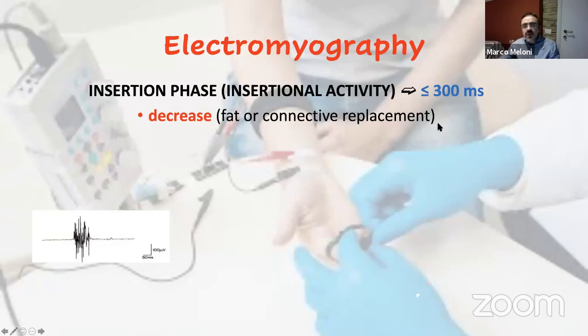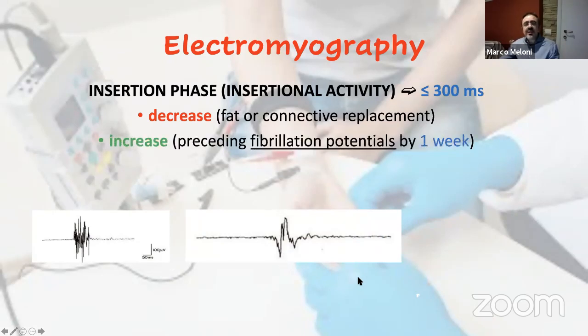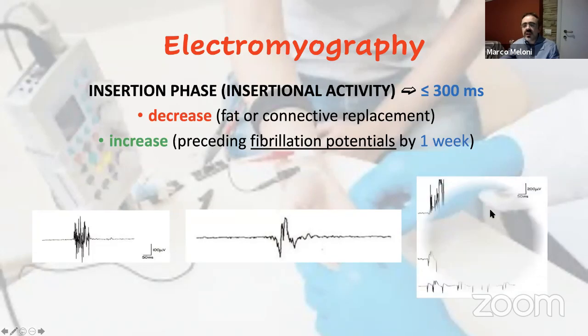There could be a decrease of this activity, and that happens in two cases. Either we put the needle electrode in a bad way, so it's not in the muscle but in fat or connective tissue, or it is the same muscle that is fat or connective filled, so a degenerate muscle. In this case, we get a lower insertional activity. Increased insertional activity is usually caused by nerve lesion and could precede by 1 week another aspect of electromyography, the fibrillation potentials. In this case, we get an increase of insertional activity.